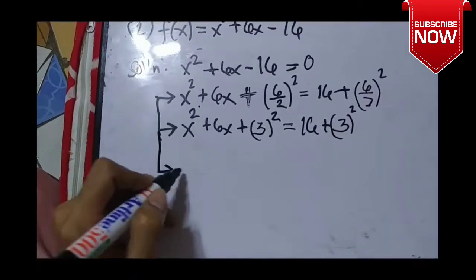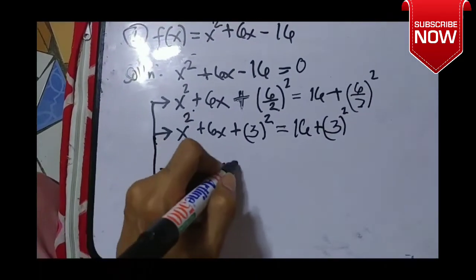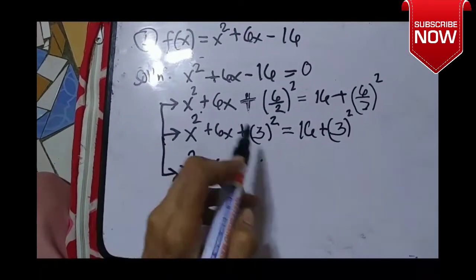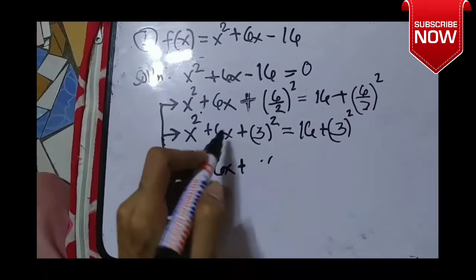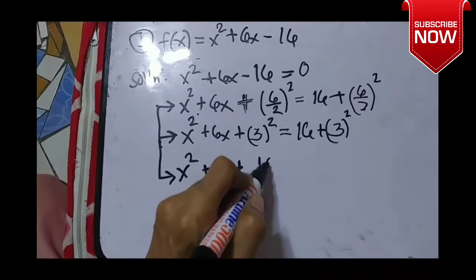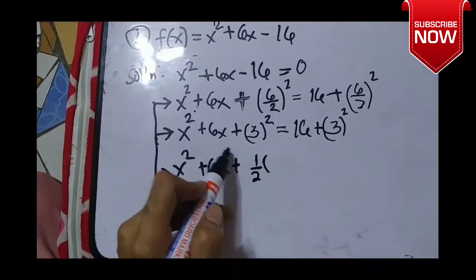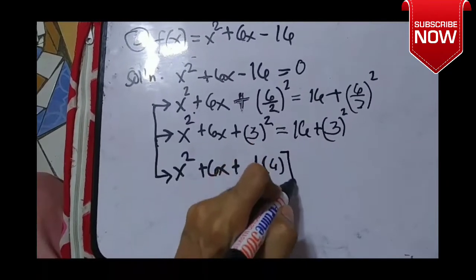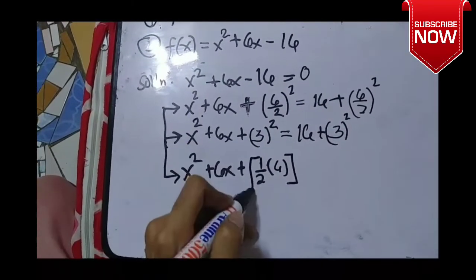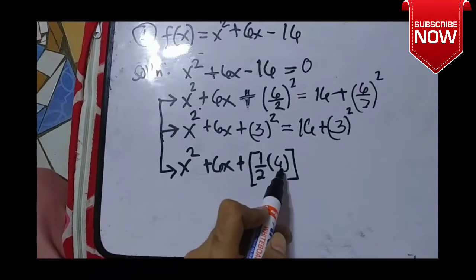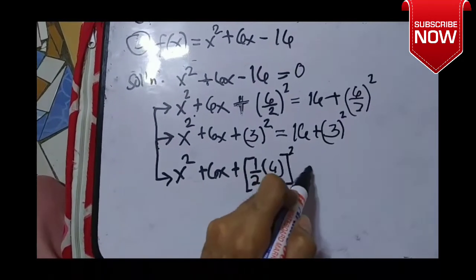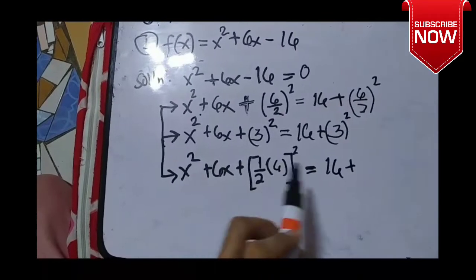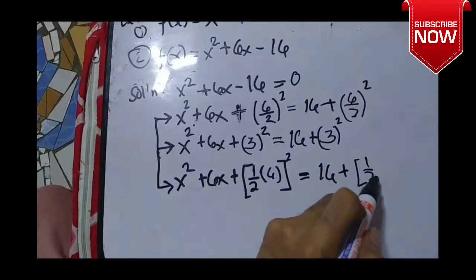Another, x squared plus 6x plus. Since that is 6, okay, kunin natin yung kalahati ng 6, so we will multiply 1/2 of the coefficient of x. So 1/2 of 6, gagamit tayo dito ng open and close brackets kasi may nauna ng open and close parenthesis, and then square root. So 16 plus, kung ano man ang sinulat mo sa left side, yun ang gagayahin natin.